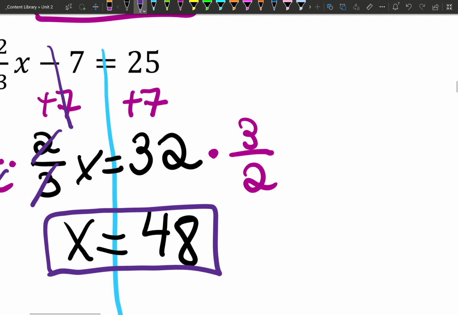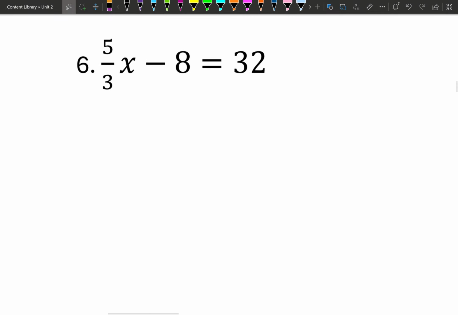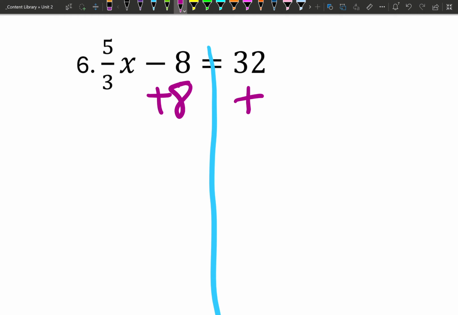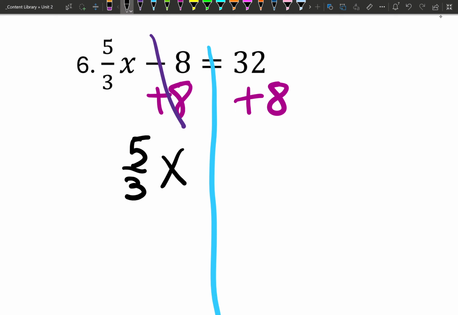Let's give fractions another chance. I'm going to draw a line down the middle. I'm going to start this off by adding 8 to both sides to undo that minus 8. On the left side, I have 5 over 3x remaining. On the right, 32 plus 8 gives me 40.